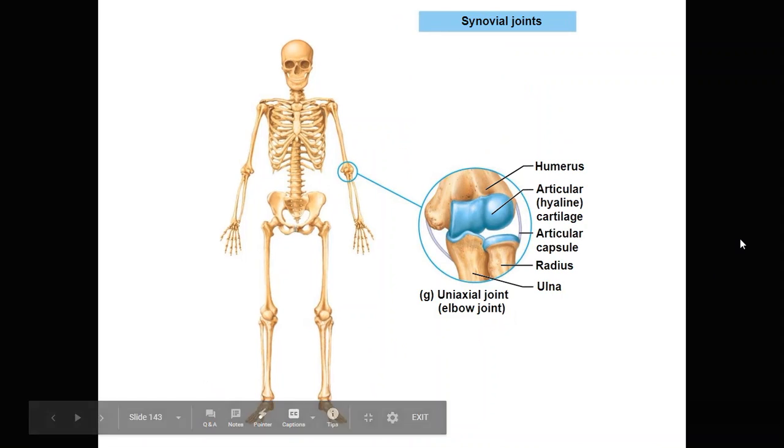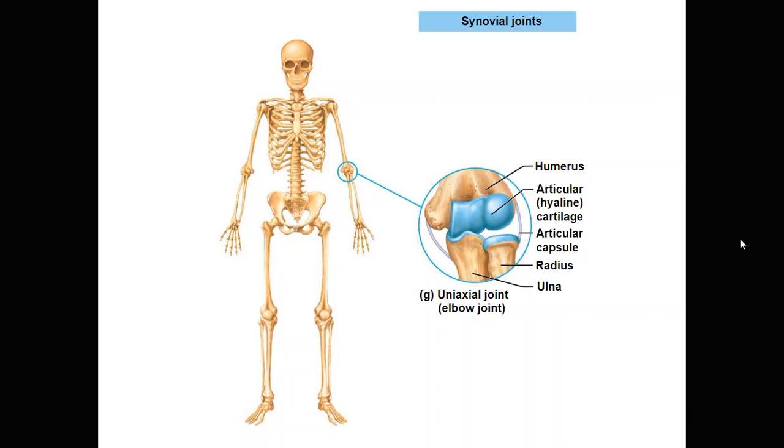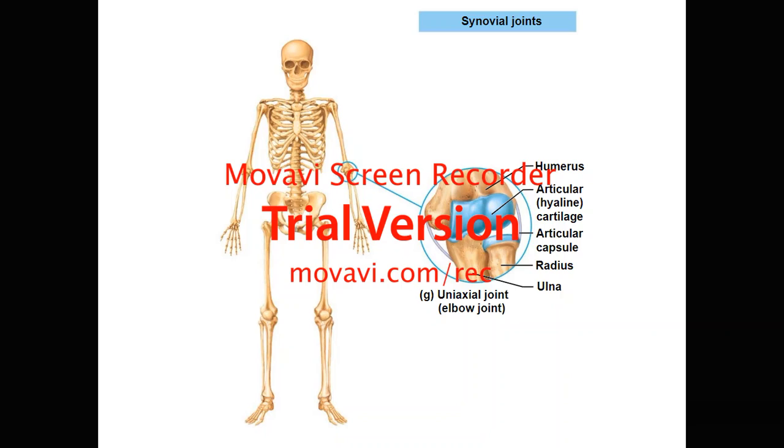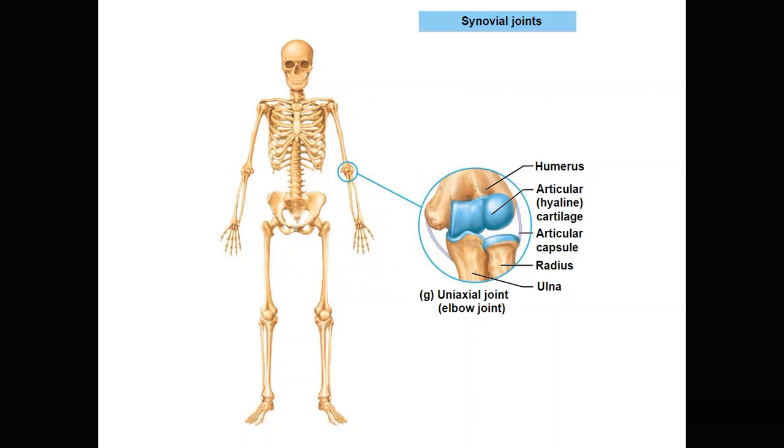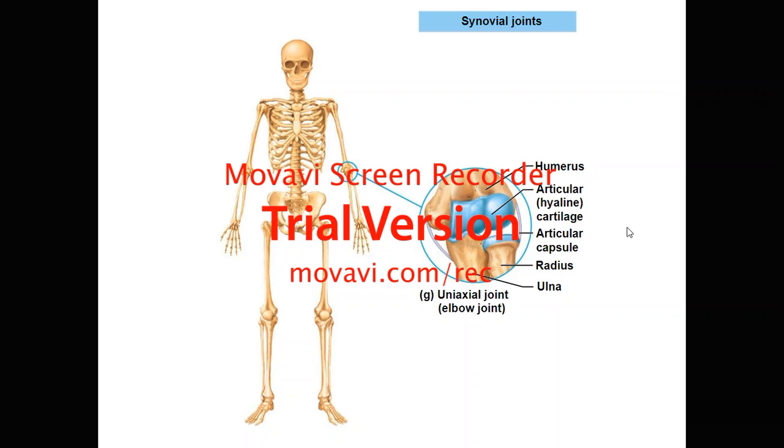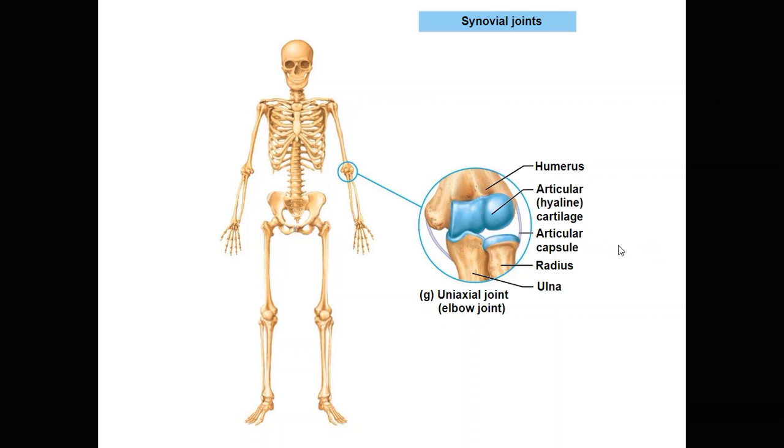This slide is also showing you another location where you find synovial joints, at your elbow. Your elbow joint is a uniaxial joint. Uni means one, so that's movement in one plane. And you have your articular cartilage that you can see, made out of hyaline cartilage. And then you can see your articular capsule right there. And you see your radius and ulna and your humerus.